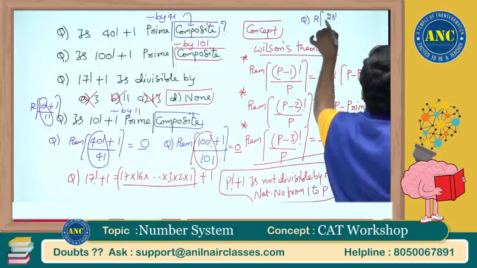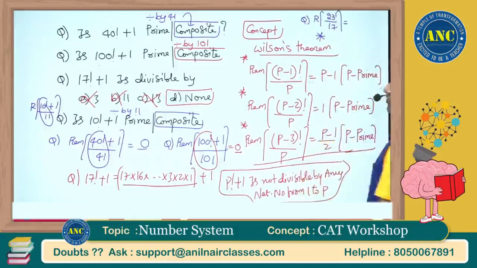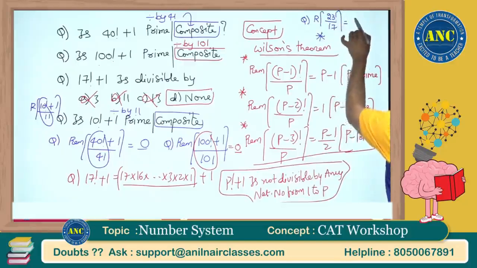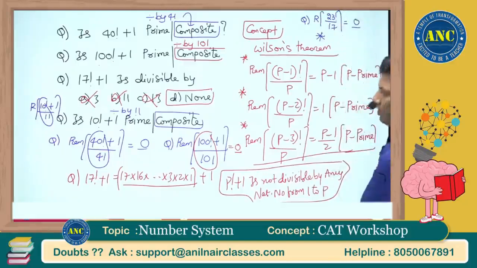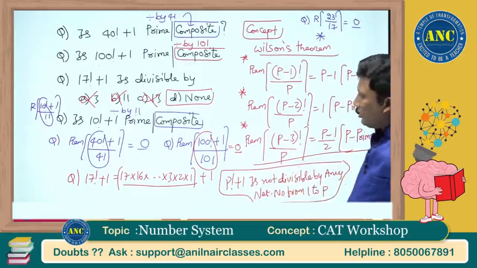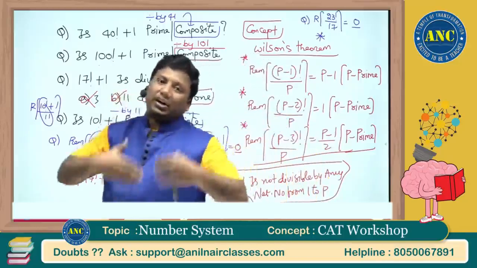23 factorial is divided by 17. 23 factorial contains 17 as one of its numerical values. The answer is 0. I hope the idea is clear. The denominator we took in the first question was a factorial.